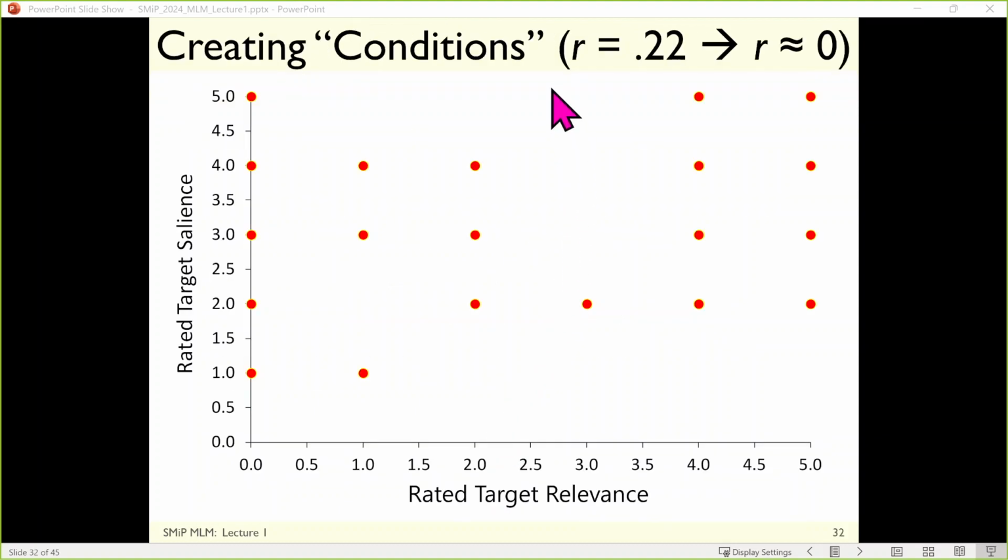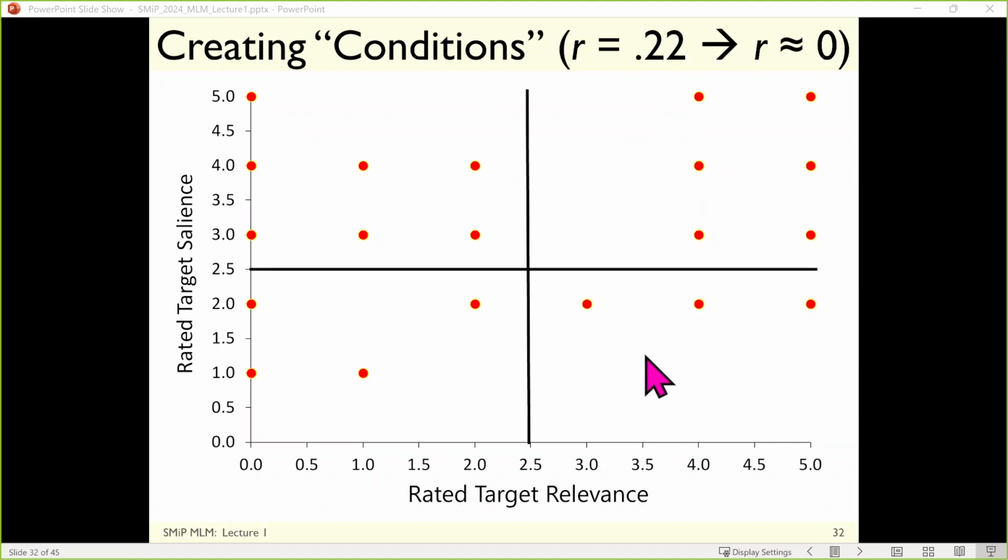To make this a little more concrete, here's a scatter plot of the items that I analyzed, and I have the relevance of the change to driving on the x-axis as rated, and the salience of the target, and this is what the distribution looked like. What we did is this. Like, okay, I got a low condition, I got a high condition, problem solved.